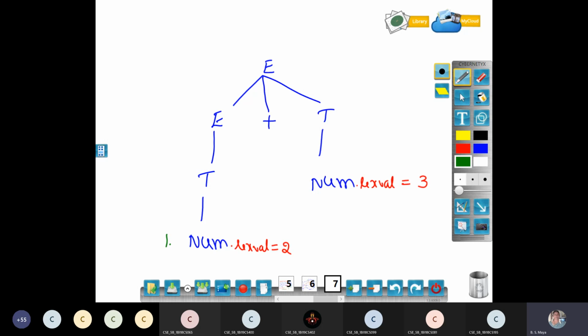For that, I want to write a number for every production. Shall I give number 1 for this? Yes, ma'am. Okay, now I want to find out T. T is a parent, num is a child. T is dependent only on the child. For that, can I write syn? Yes or no? Yes, ma'am. Is the value.